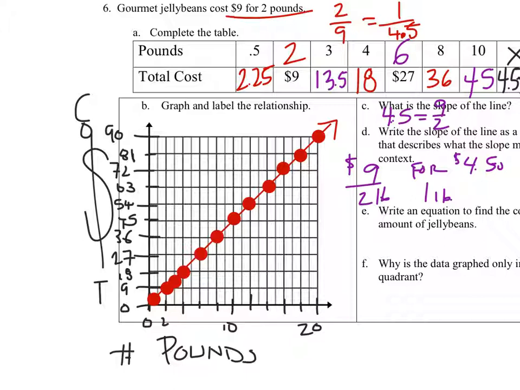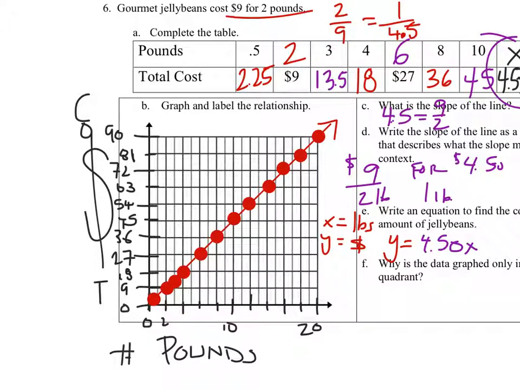Cost for a certain amount of jelly beans. Alright, so we need to describe first what the X and the Y will be. We can see from the graph that X is number of pounds and Y will be the cost in dollars. So if I want to find my cost, well, I can take $4.50 and multiply it by the number of pounds. We found that up here. And that would do it.